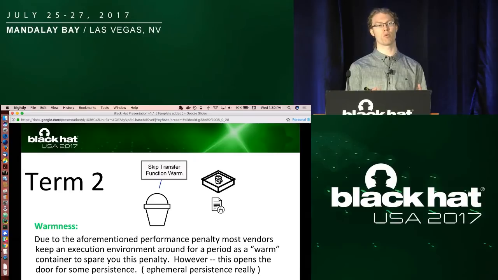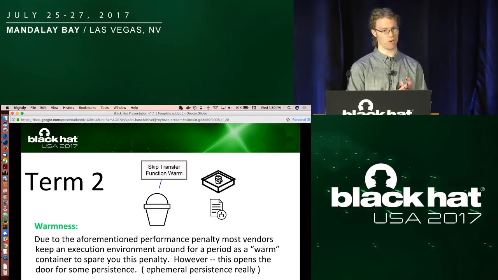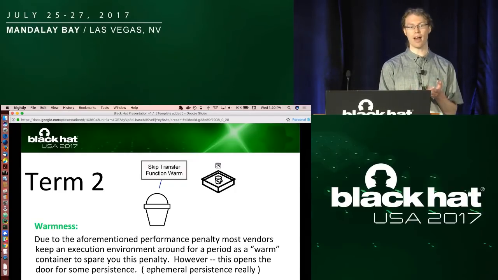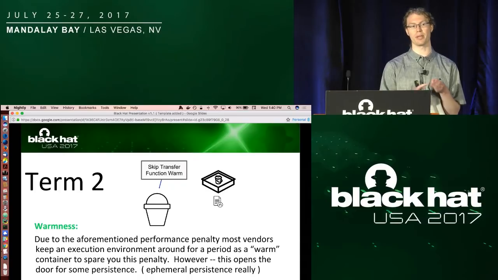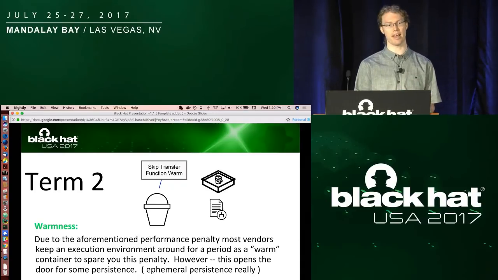To get around these performance issues, most serverless providers allow a function that has recently been called, when called again, to reuse much of that initial infrastructure. Potentially, you could wind up with the same container. There could be code in your runtime that's still loaded, and there could even be files on your RAM disk that are still there from an entirely previous execution, which opens the door for many of the persistence attacks.